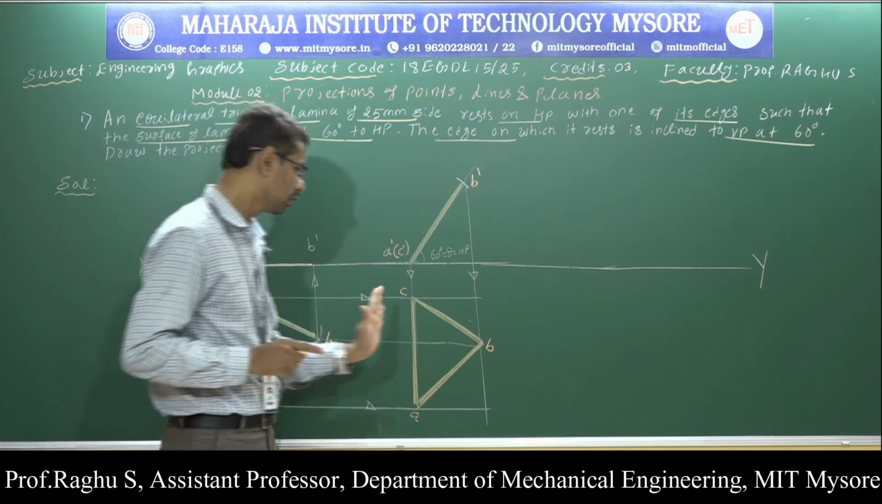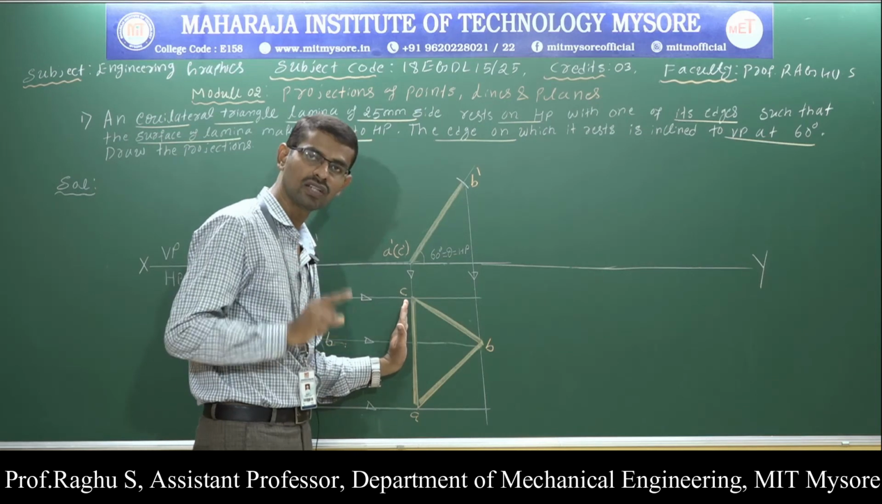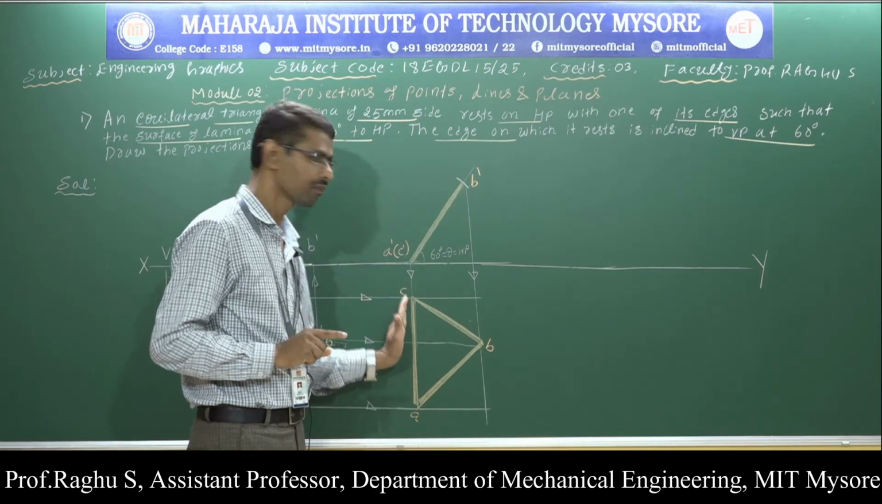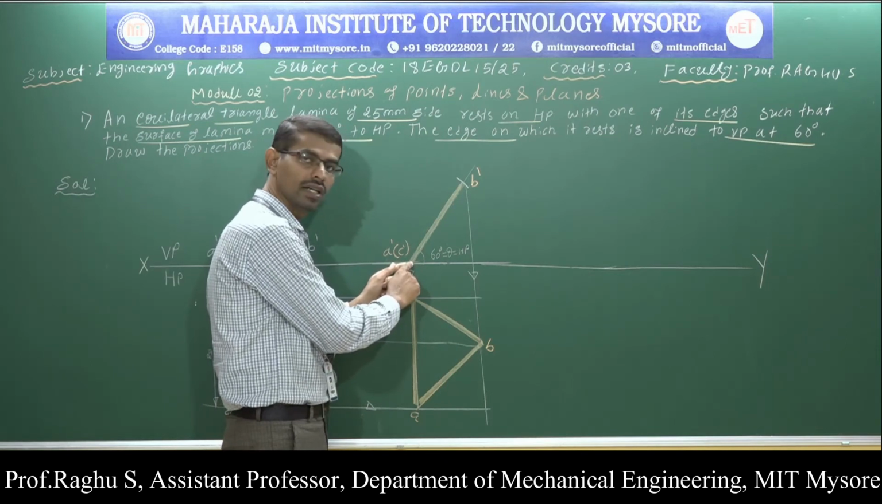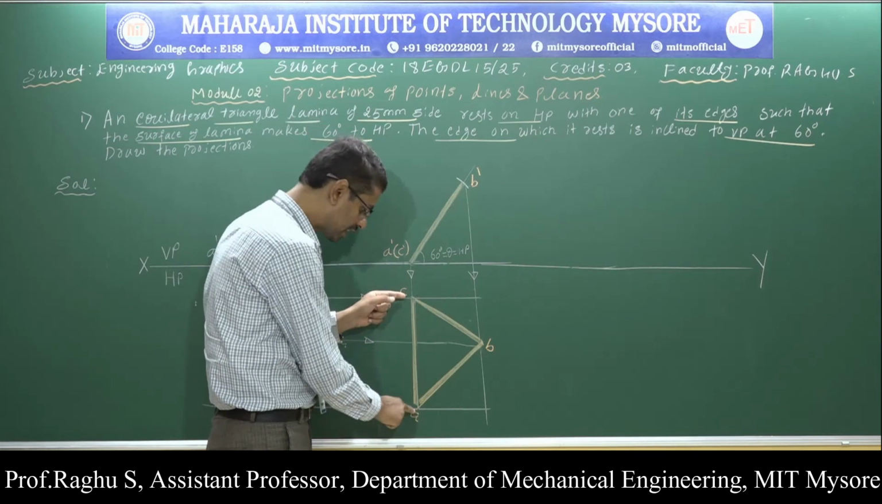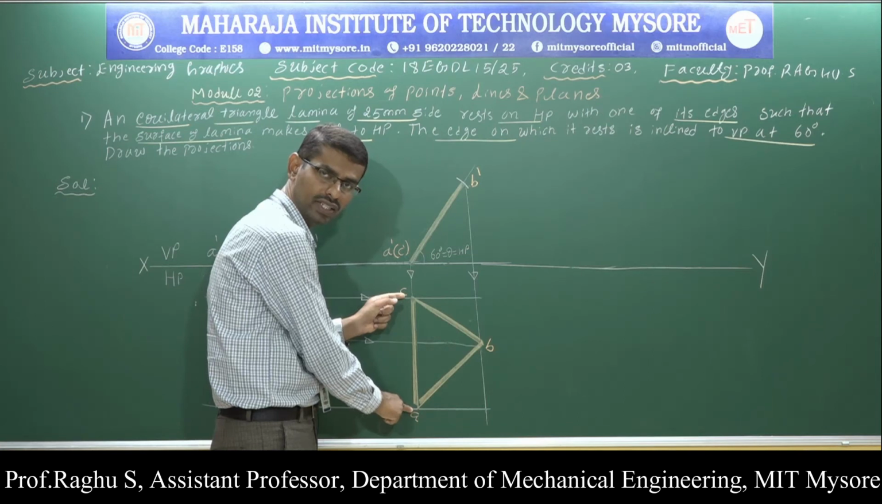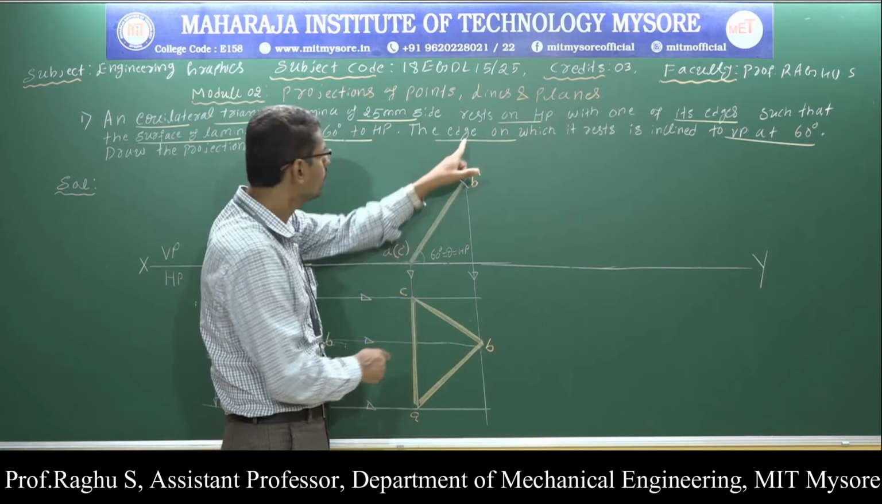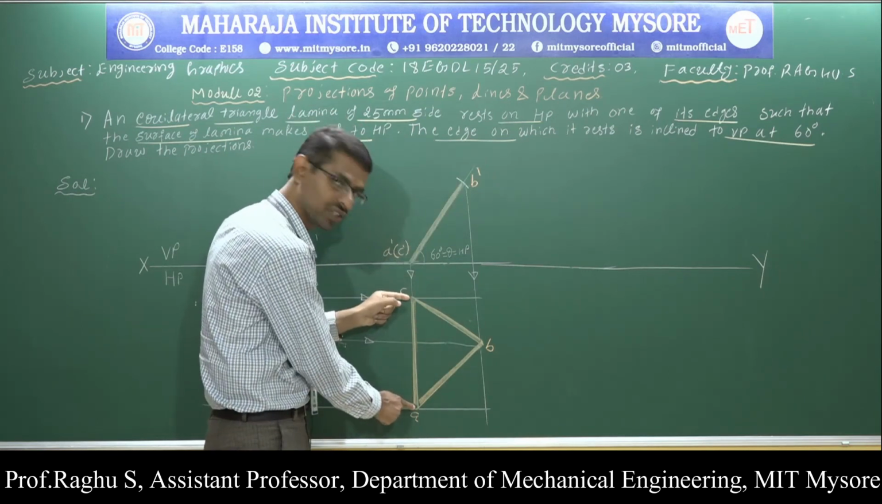Already I told you, the side which is on the left side is considered as the resting side. Here you can observe, which one is the resting side? This side AC is resting. Therefore, AC is the resting side. The side towards your left side is the resting side. In the problem he has mentioned the side or edge on which it rests. This is the resting side.